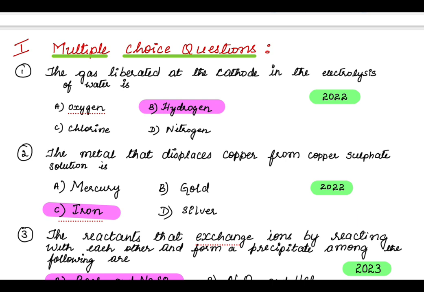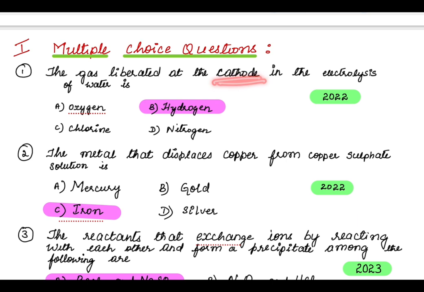The gas liberated at the cathode in the electrolysis of water is... You know that at the cathode hydrogen gas will be liberated. So option B is correct, and this was asked in 2022. Next, the metal that displaces copper from copper sulfate solution is... Iron is more reactive, therefore it displaces copper from copper sulfate solution. Option C is correct, and this was asked in 2022.